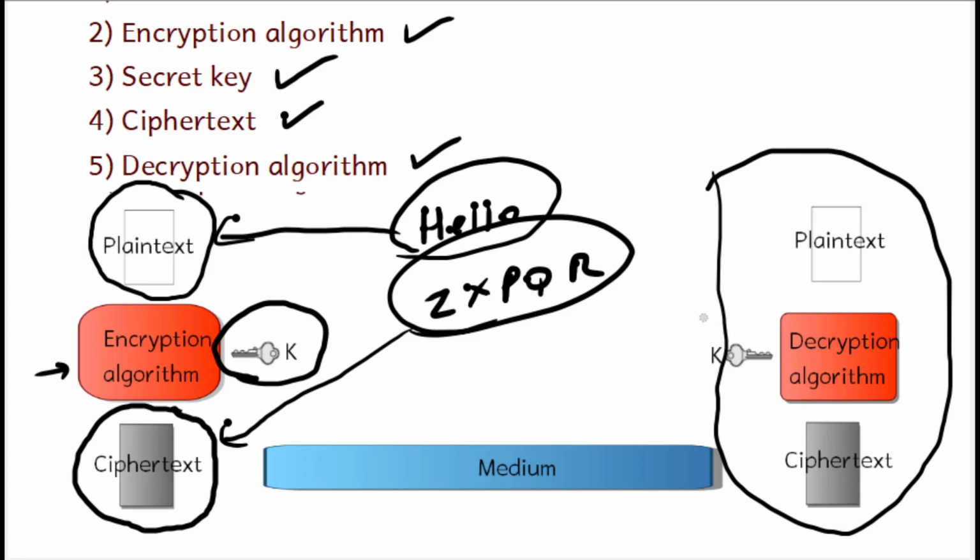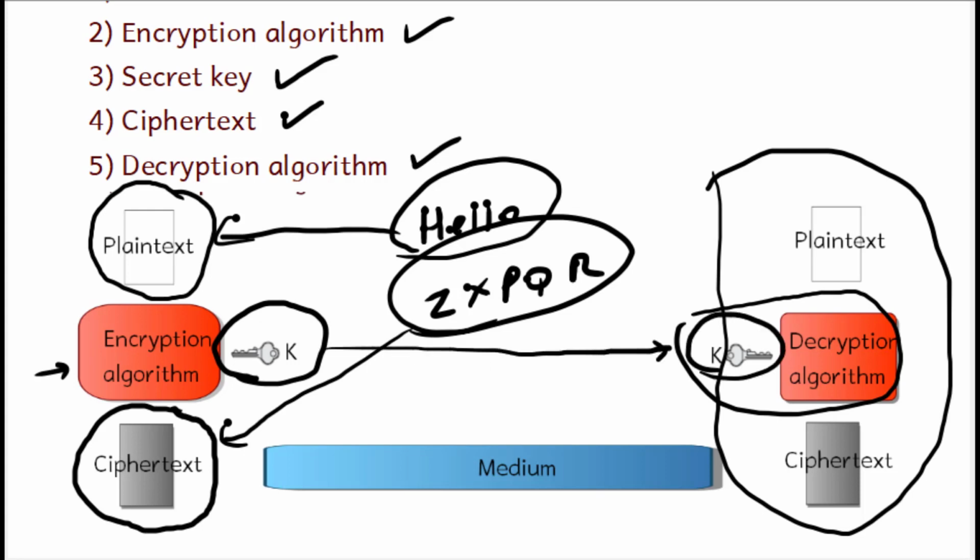The receiver uses a decryption algorithm and the same key. You can see this key is the same. The thing in a symmetric algorithm is that the key which is used for encryption, the same key is used for decryption. So at the receiving end we have the decryption algorithm, and by using this decryption algorithm and the key, the plain text is recovered. This is how this particular model works.